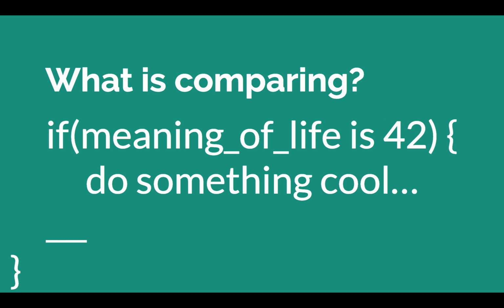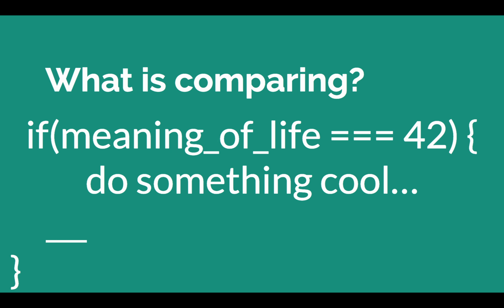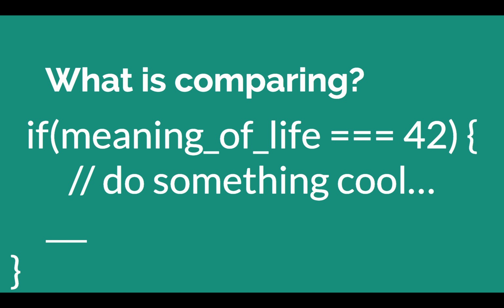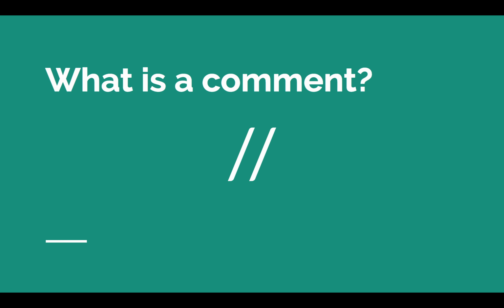Well, let's turn meaning of life into a variable, and let's pretend it's been assigned somewhere up above. So if meaning of life is 42, well, let's go on to the is. We know that is 3 equals. So if meaning of life is equal to 42, do something cool? Well, let's just leave it as a placeholder to do something cool. And we add a comment mark.